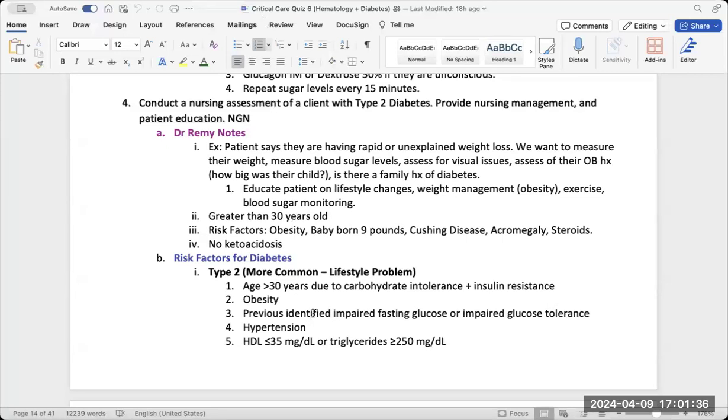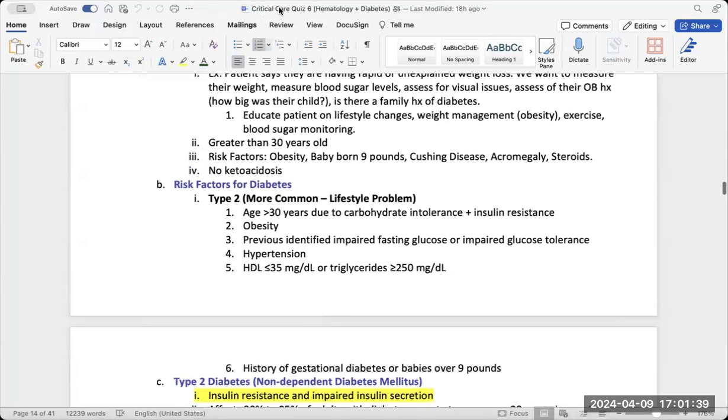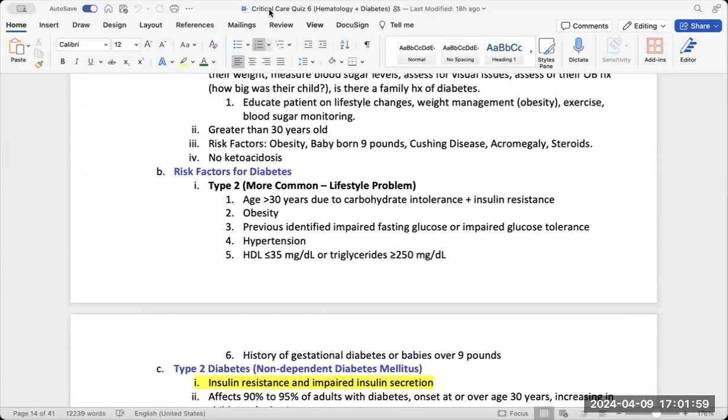But for type 2, the risk factors, which I think we should highlight: it's more common and it's usually a lifestyle thing. These are usually patients older than 30. They have insulin resistance, they have insulin, they just can't use it as well as they like, but it still works. They're usually obese, have a history of hypertension, and could have problems with their HDL and triglycerides. Also, a history of gestational diabetes or having babies over 9 pounds puts them at risk for type 2, okay?